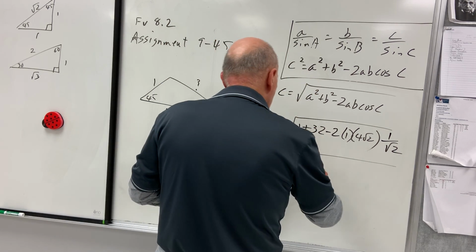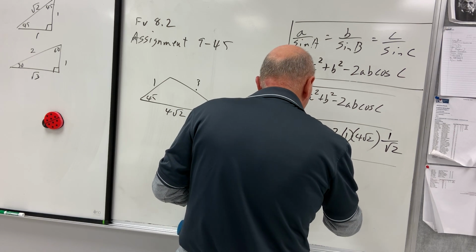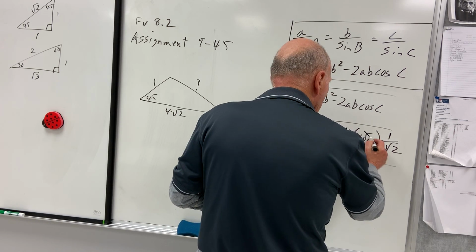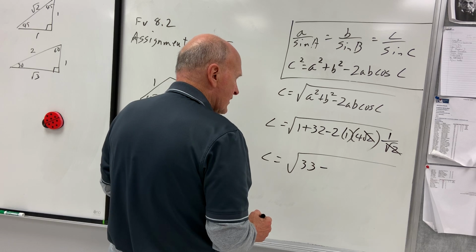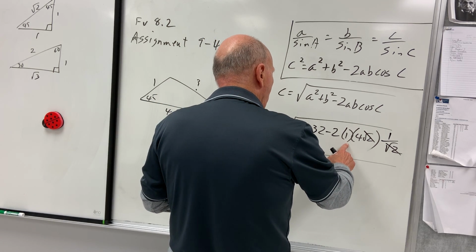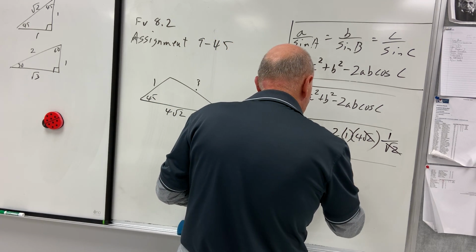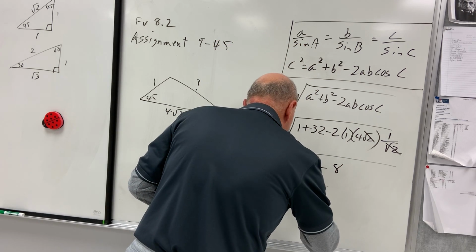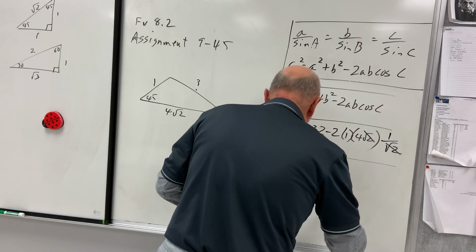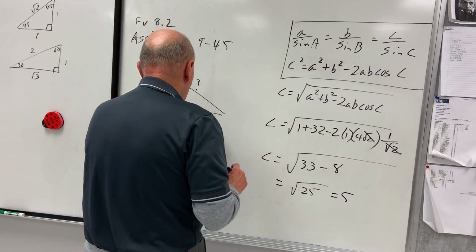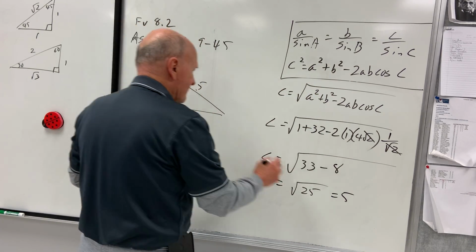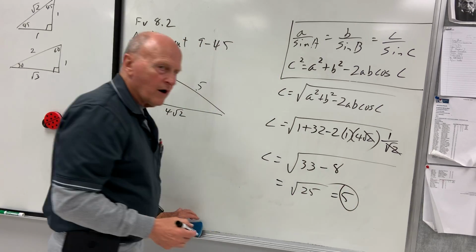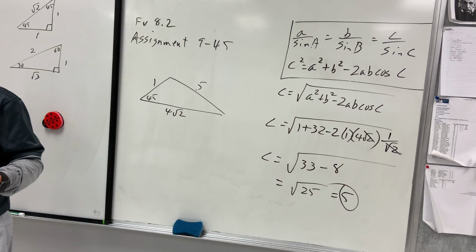1 plus 32 is 33. Minus, I see that the square root of 2's would cancel out, and that gives me 2 times 1 times 4, that's 8. 33 minus 8 is 25. Square root of 25 is 5. So we found this side right here, 5, and that's all that they're asking for in problem number 9.